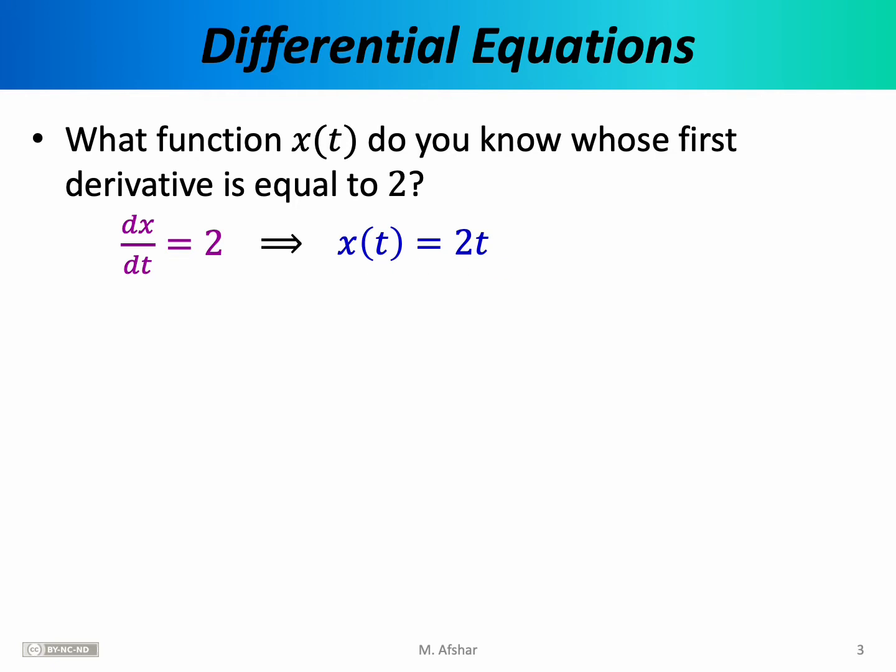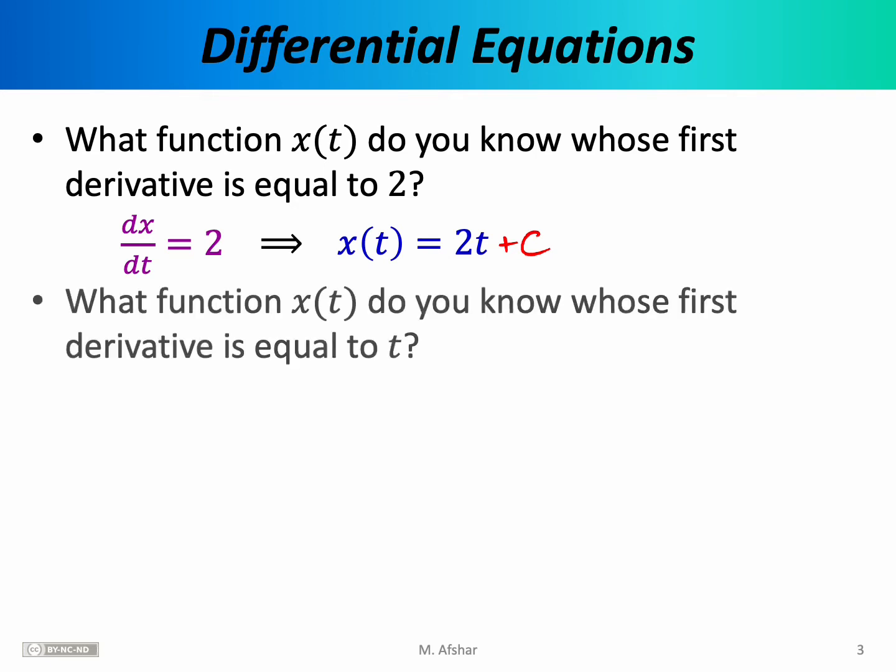Now, to be really precise, you really should say that the answer is 2t plus any constant. Because if you take the derivative of any constant, you get 0. So technically, the answer to this question is 2t plus any constant. However, for now, we're going to ignore the constant. We're mostly interested in the form of this solution, not a very precise solution.